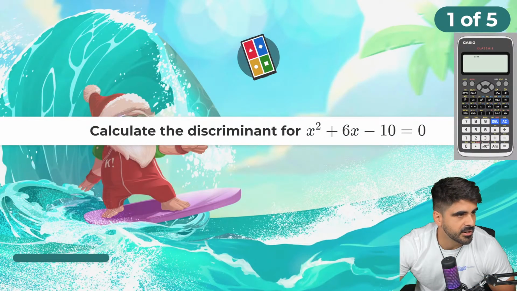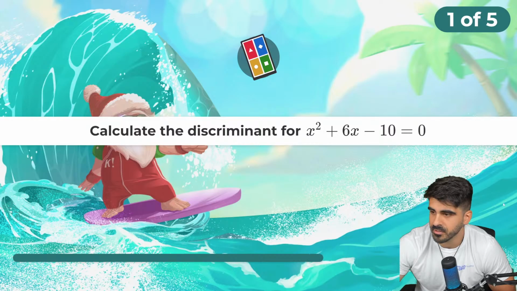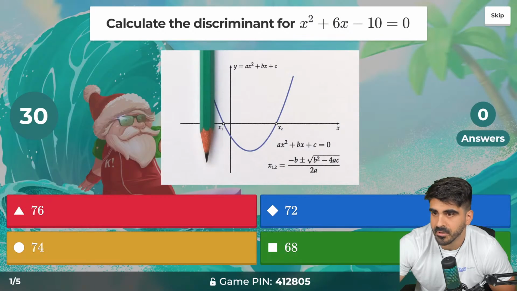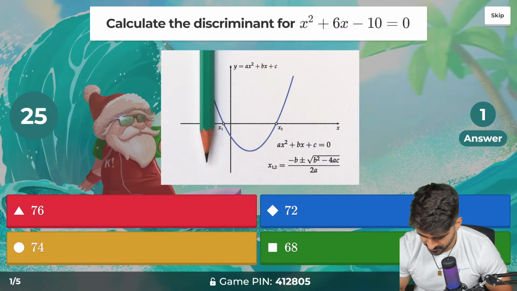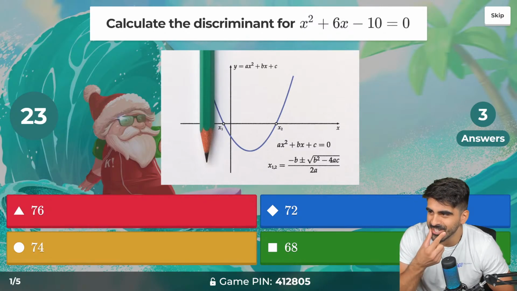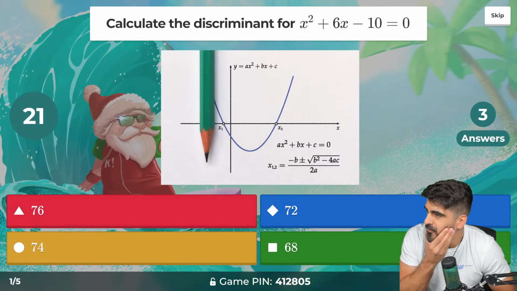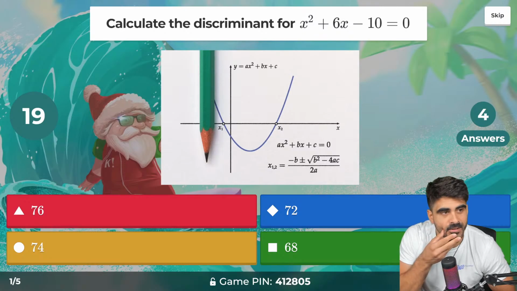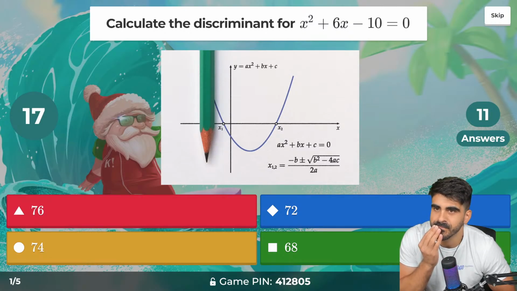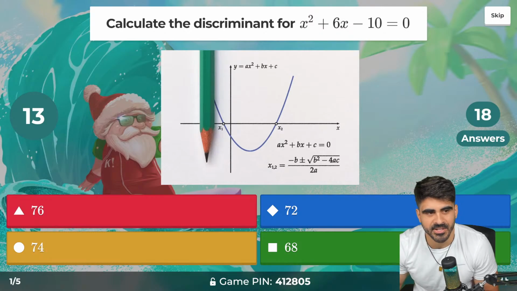Oh, wait, let me have my calculator. Oh! Oh, it was the second! Who got it first? You better have got it wrong. Let's see.